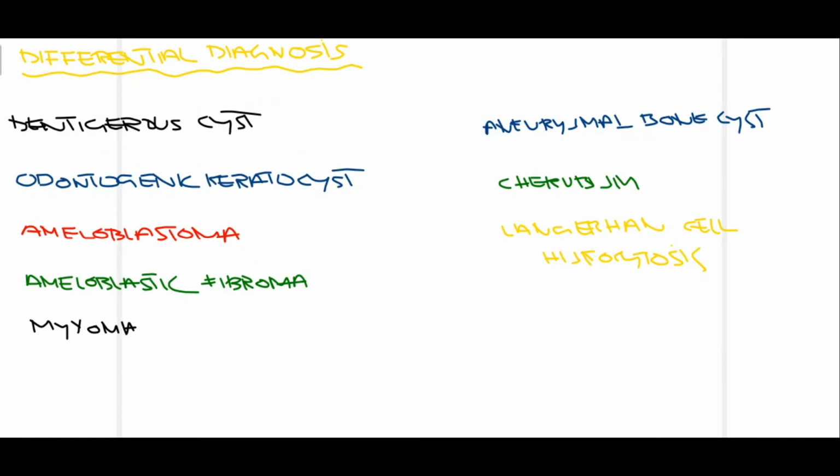Now, talking about the differential diagnosis, these are lesions that might be similar in appearance and radiological features to central giant cell granuloma: dentigerous cyst, odontogenic keratocyst, ameloblastoma, ameloblastic fibroma, myxoma, aneurysmal bone cyst, cherubism, and Langerhans cell histiocytosis. These are lesions that might resemble central giant cell granuloma, but according to histopathology, clinical features, and radiological features, we arrive at a diagnosis as to which lesion is actually present in the patient.